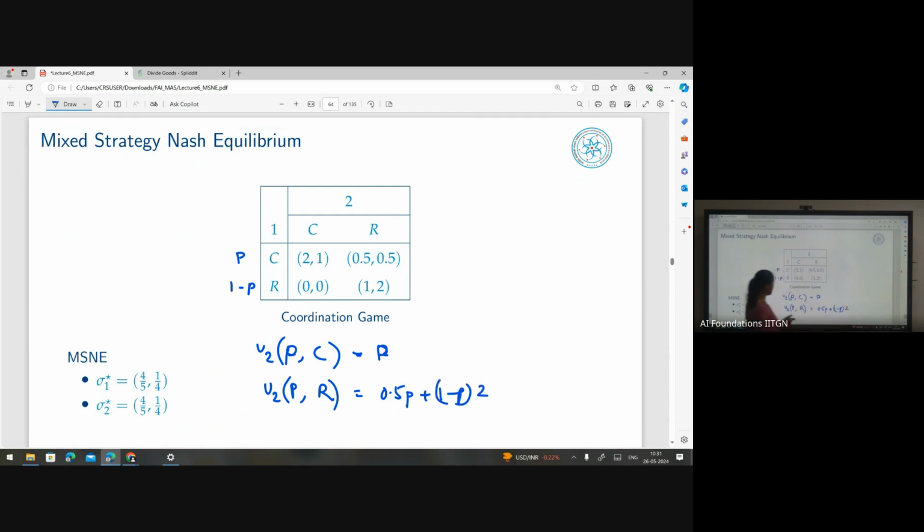Now player 1, to ensure that player 2 randomizes, must ensure that these two utilities are the same. So if you equate this, what is the value of P that you will get? 2 by 5. Sorry. Whenever there is a split, always one gets the probability of anything, and the second will always get 1 minus probability of that.